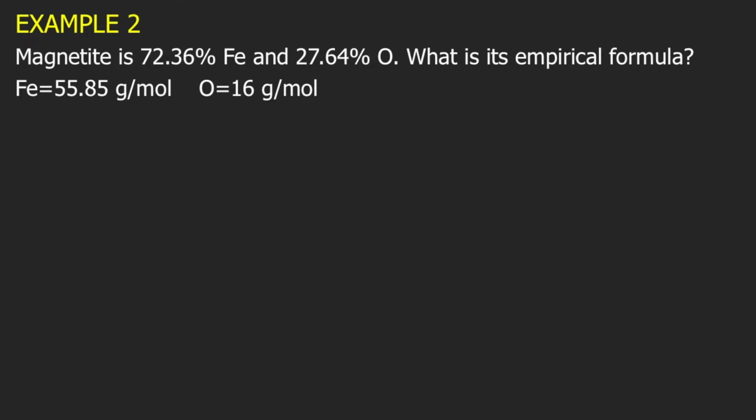Okay, moving on to example 2. Magnetite is 72.36% iron and 27.64% oxygen. What is its empirical formula?